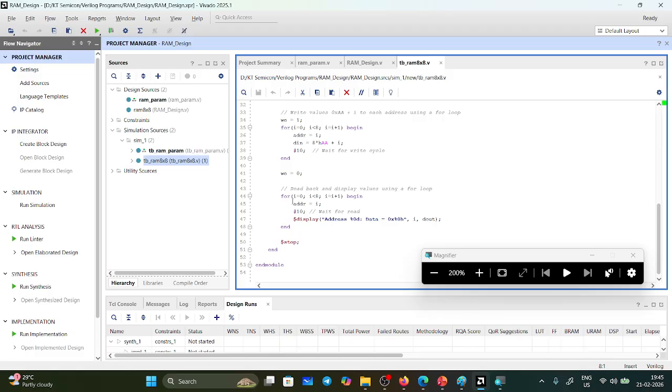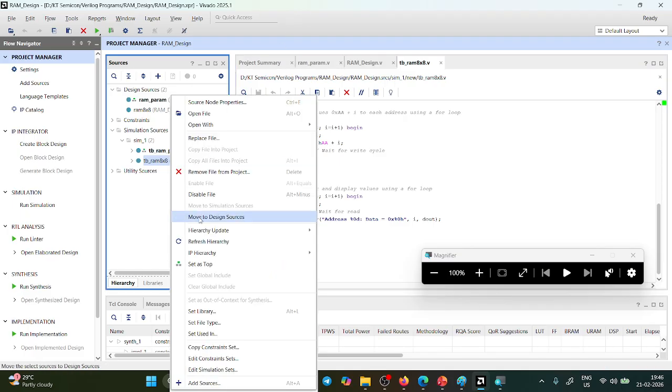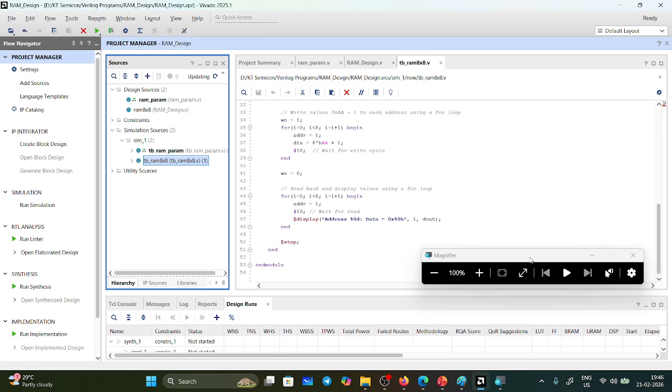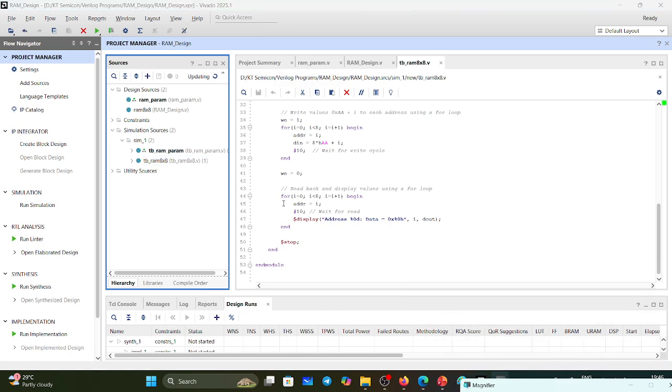After that I am doing the read operation by using a for loop only. That means reading the data, address equal to i, and also I am displaying it, and end and $finish or $stop you can give. Okay, so you can see the simulation: set as top module, run simulation, run behavioral simulation.